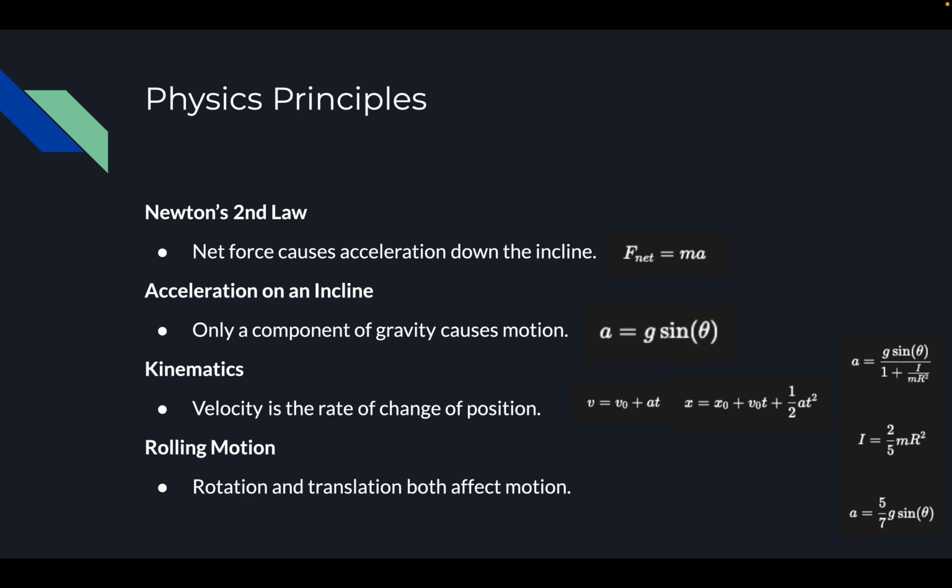Rolling motion. Rotation and translation both affect motion. a equals g sine theta over 1 plus I over mr squared. I equals 2/5 mr squared, and by just plugging in our numbers, we get a equals 5/7 g sine theta, and that is our final equation for acceleration.